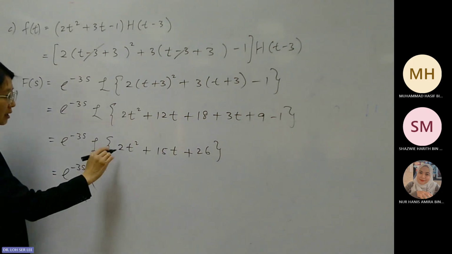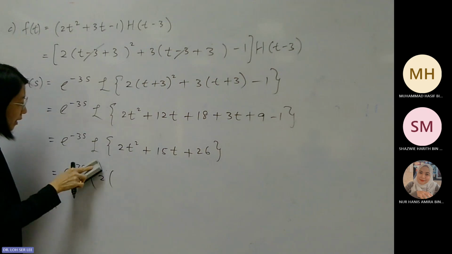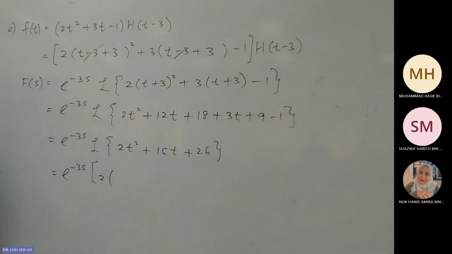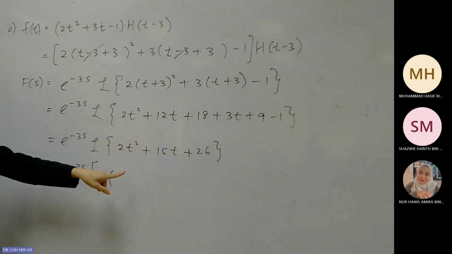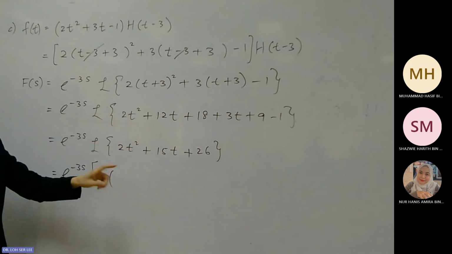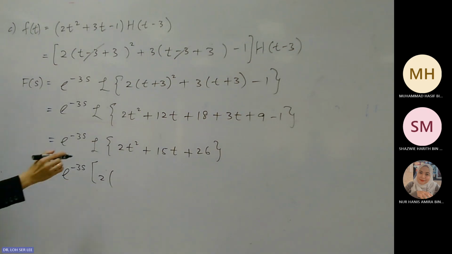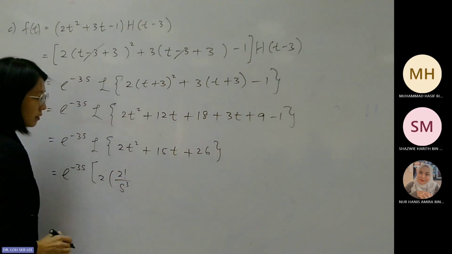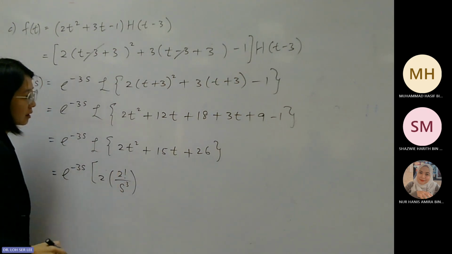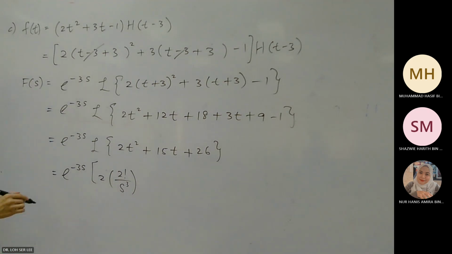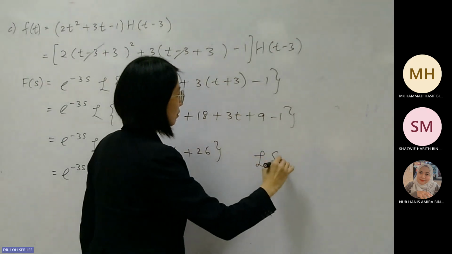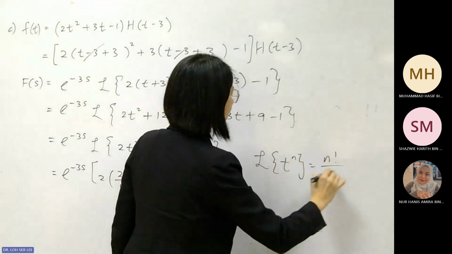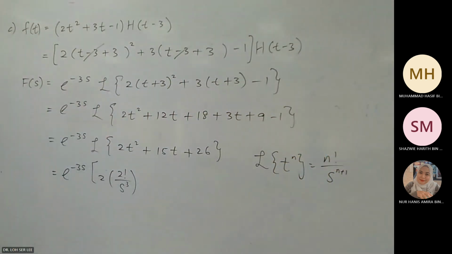2t squared. Okay, the t squared is 1 over s squared. You still remember the table? t to the power of n, you get n factorial over s to the power of n plus 1. So t squared, you get 2 factorial over s to the power of 3, since 2 plus 1 is 3. Laplace of t to the power of n, you get n factorial over this. You have to refer to the table.